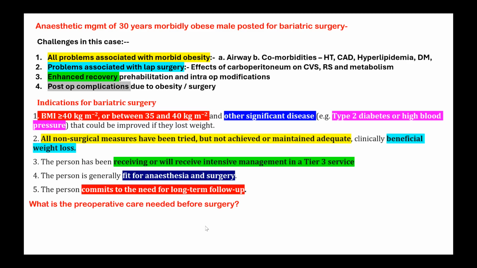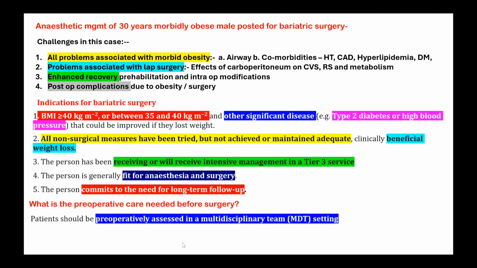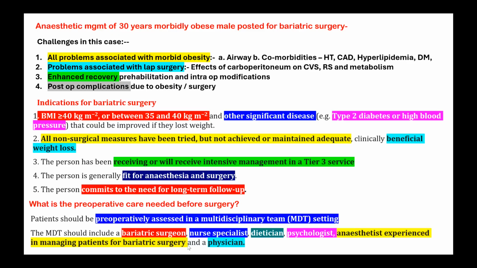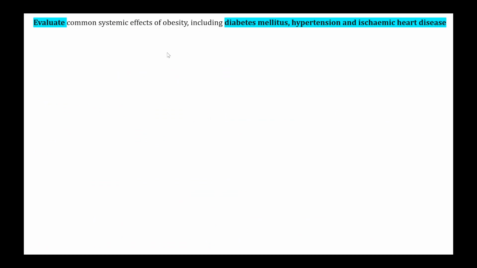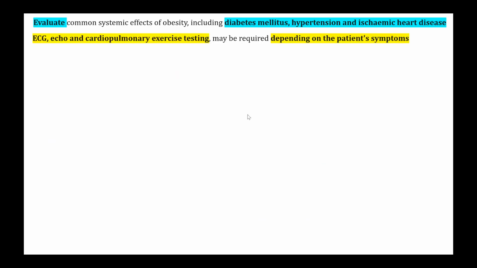What pre-op care is needed before surgery? The patient should be assessed by a multidisciplinary team. The people involved in this multidisciplinary team are a bariatric surgeon, specialist nurses, a dietitian, a psychologist, an anesthetist experienced in managing patients for bariatric surgery, and a physician. And they evaluate the common comorbid conditions of obesity like diabetes, hypertension, and ischemic heart disease.